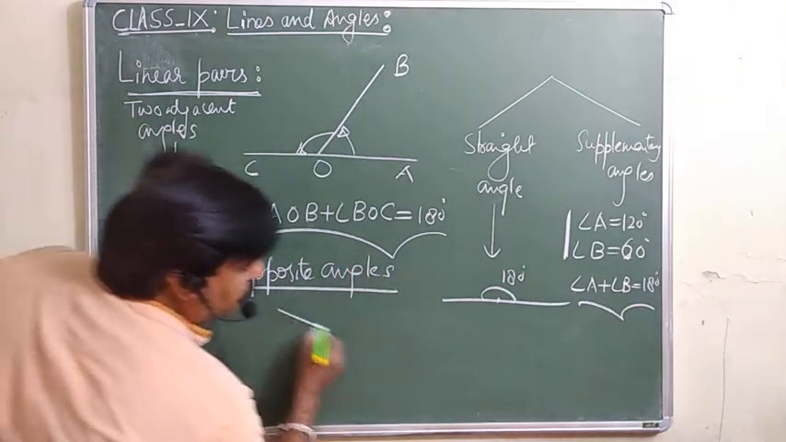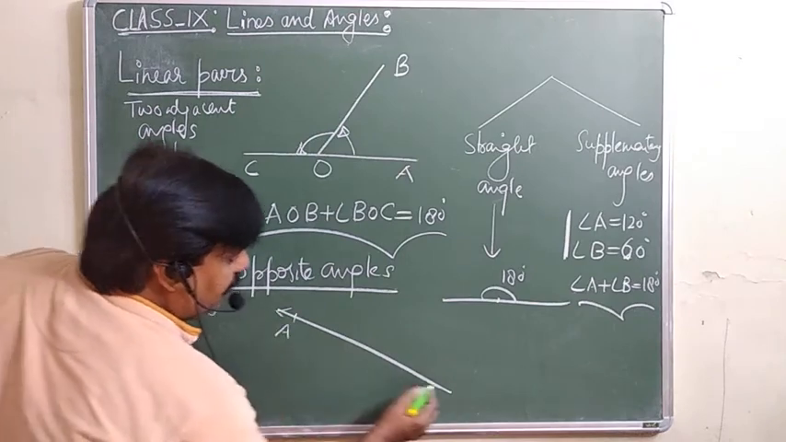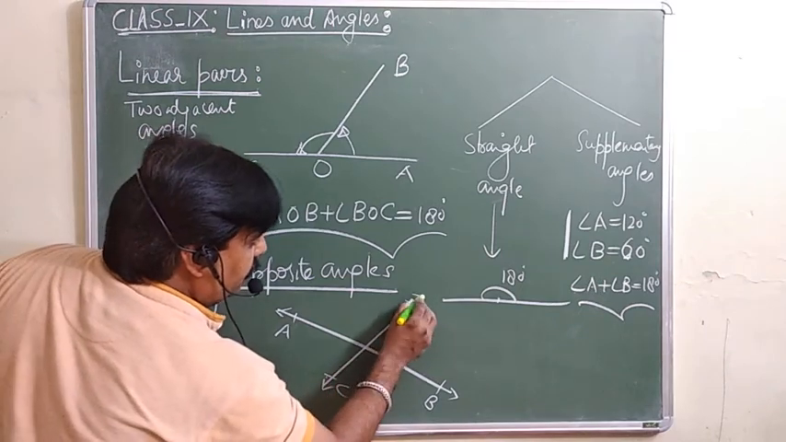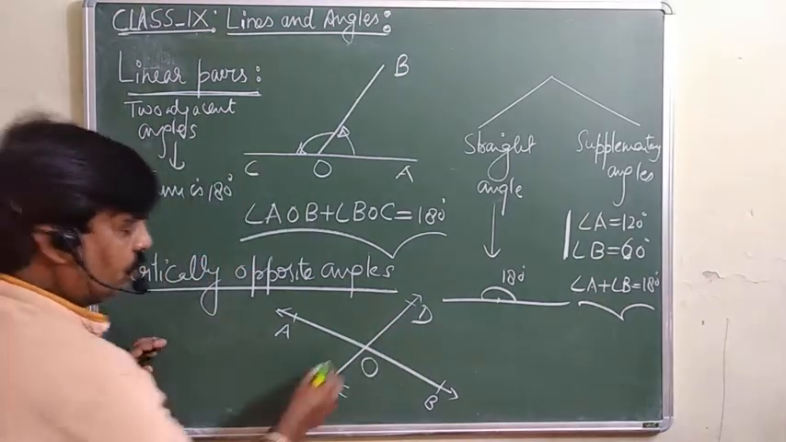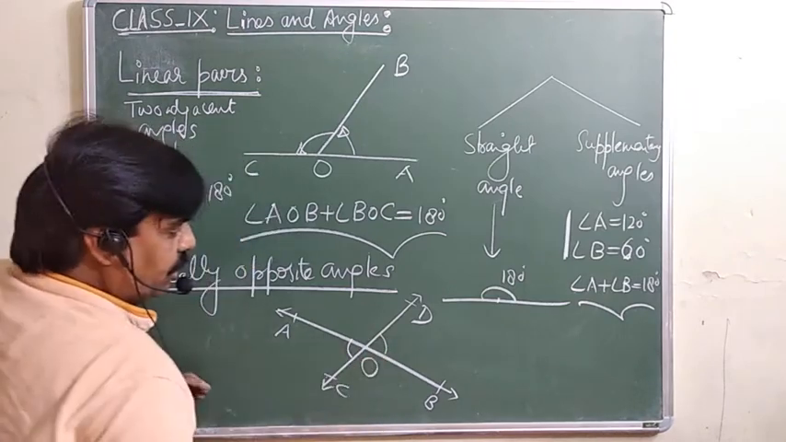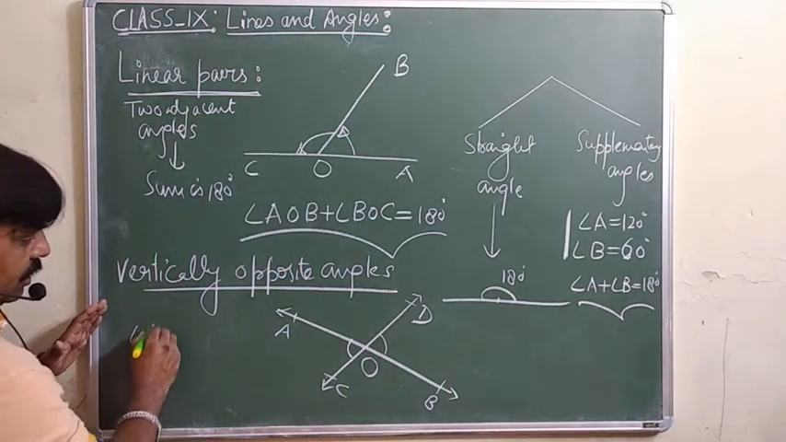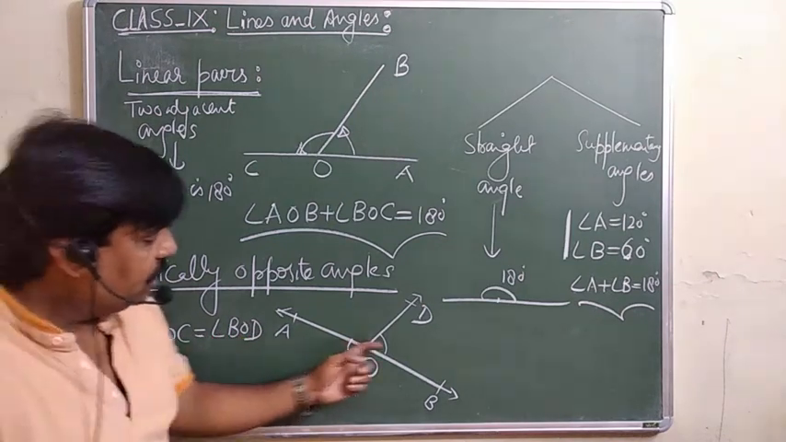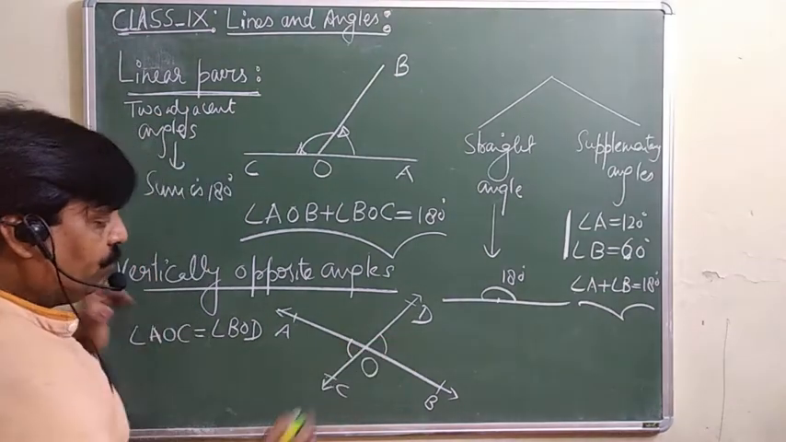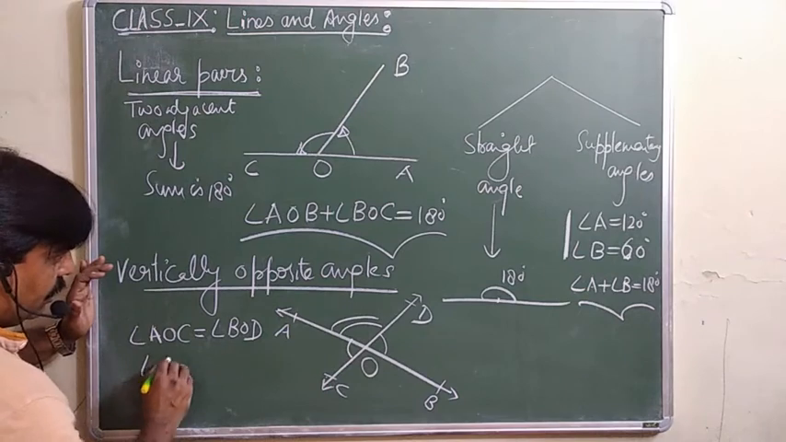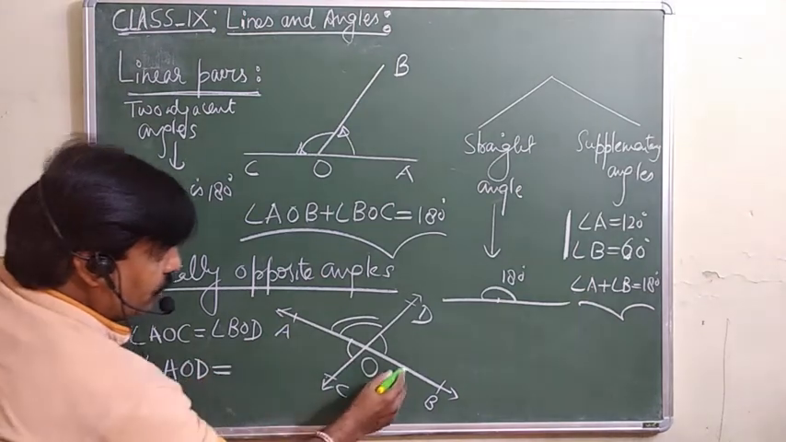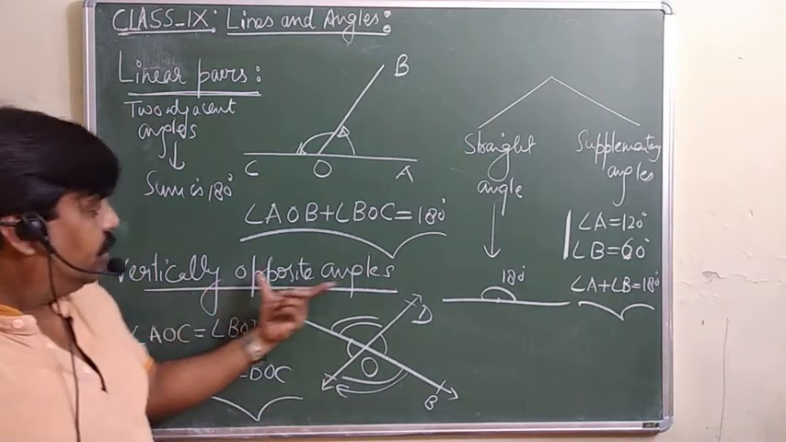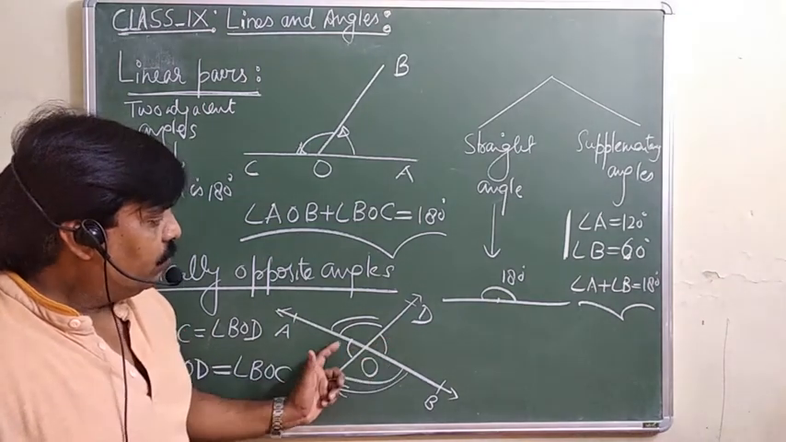If the two lines AB and CD intersect at the point O, then angle AOC will be equal to angle BOD. That is because vertically opposite angles are always equal. Similarly, angle AOD will be equal to angle BOC. So vertically opposite angles are always equal. Have a look.